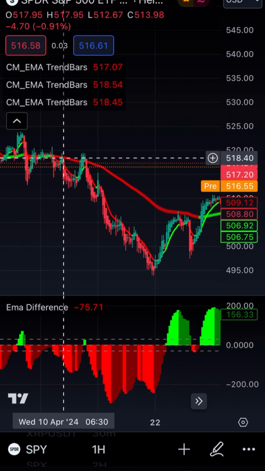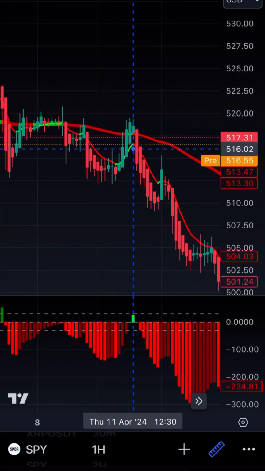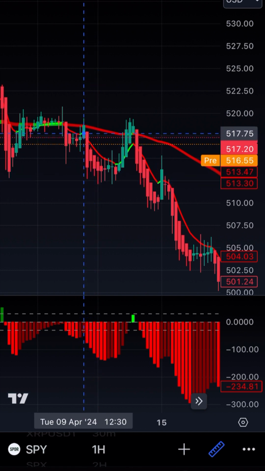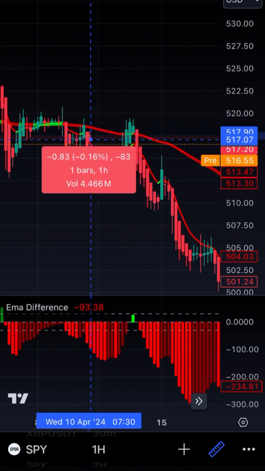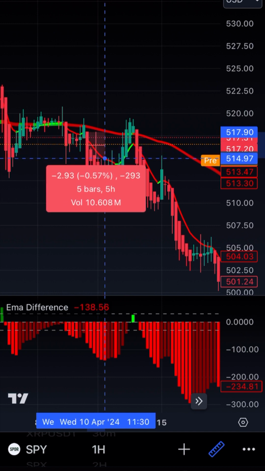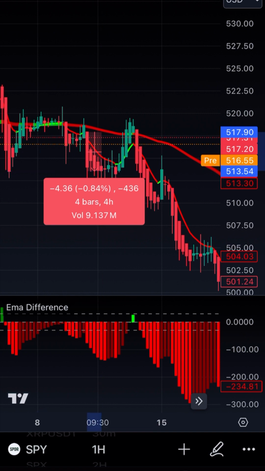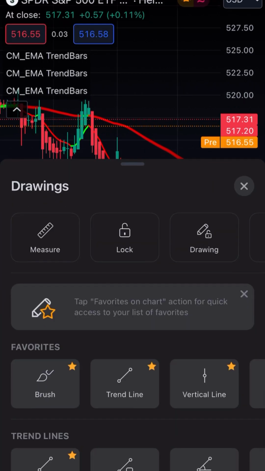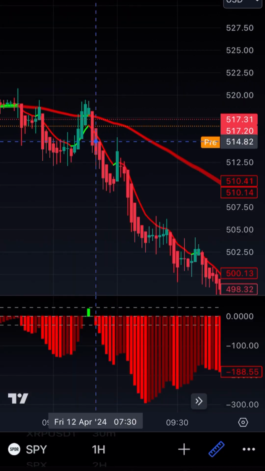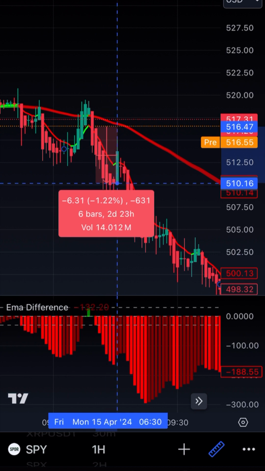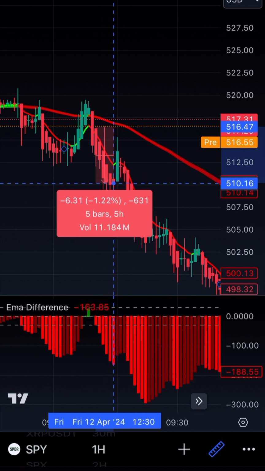So we see it crossing right about here. So we're in a downtrend at this point, so you want to come in all the moments when it's red. So there's one right here. You can scalp that one. That's $443 right there. You can scalp this one. This one is $631.